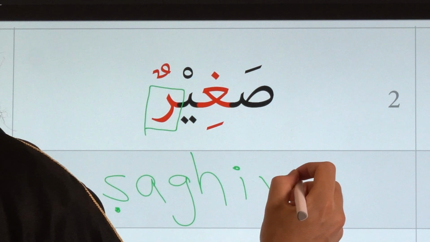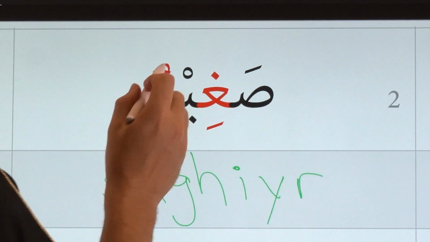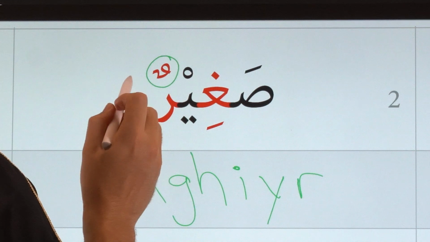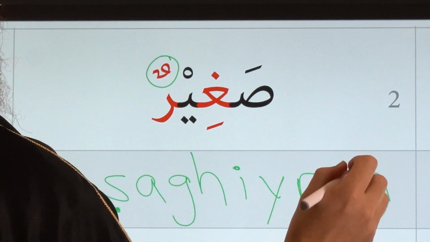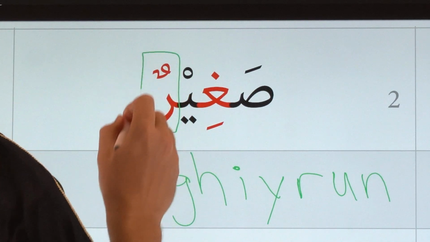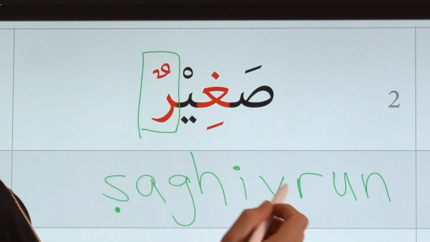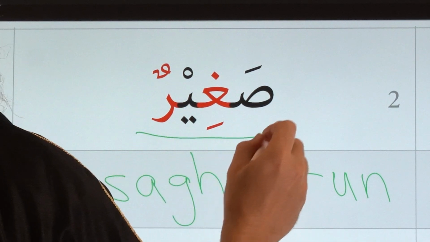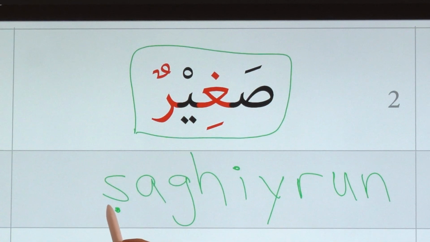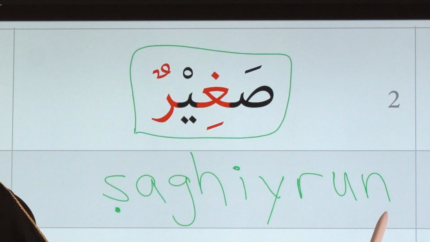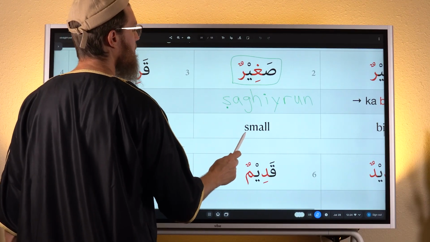So we're going to write an R for the letter Ra, and above the Ra is Tanween Dhamma. So we're going to write a U for the Dhamma and N for Tanween. So the Ra with Tanween Dhamma would be pronounced Run, Run. So if we pronounce all of these letters together, we would say Saghirun, Saghirun. And this is an adjective which means small.